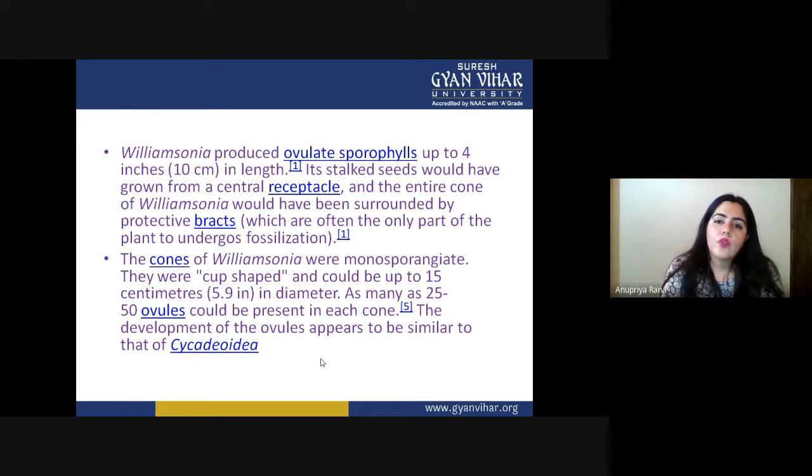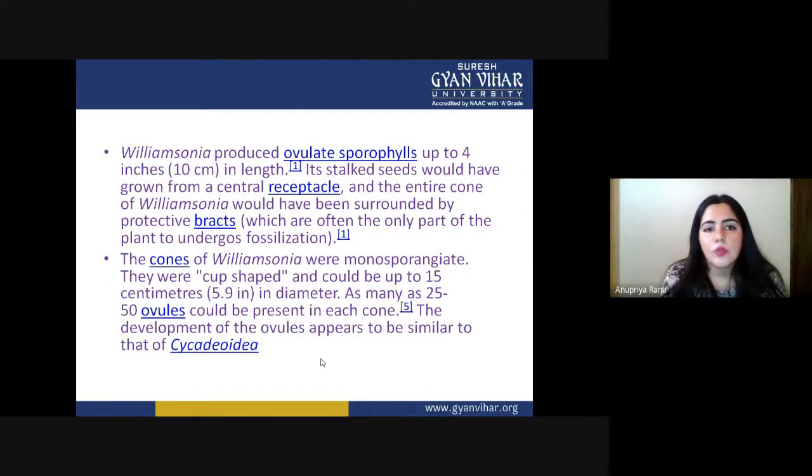Williamsonia produced ovulate sporophylls up to 4 inches, or 10 centimeters, in length. So they produce ovulate sporophylls. What are sporophylls? First, we have to see this. Sporophylls are leaves which possess the fertile part of the plant. So you can see them as fertile leaves. Like microphylls, we call small leaves, megaphylls, we call big leaves, and if we are talking about sporophylls, we are talking about the fertile leaves.